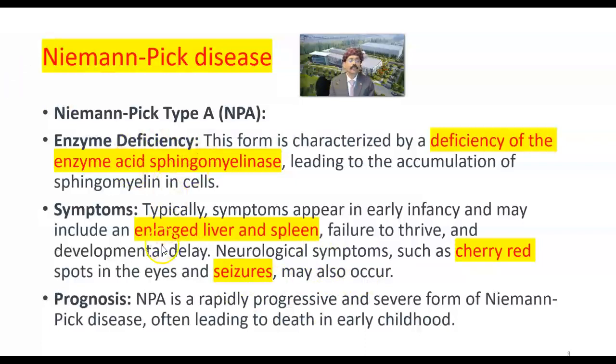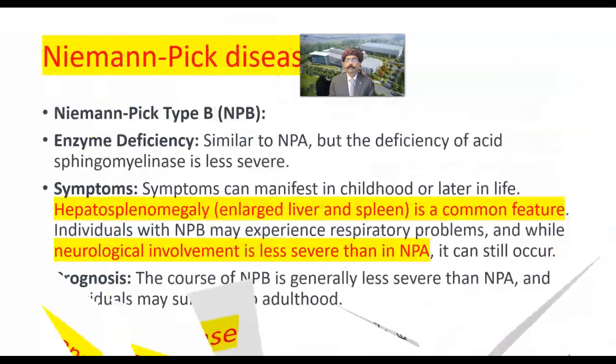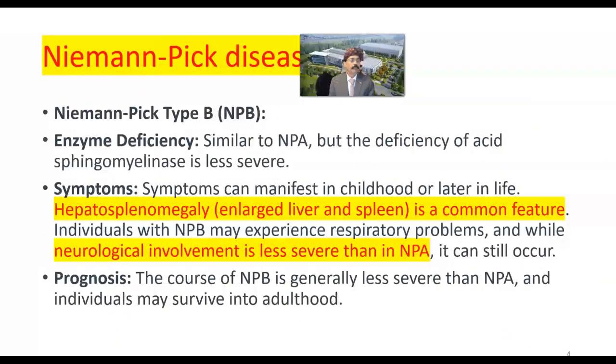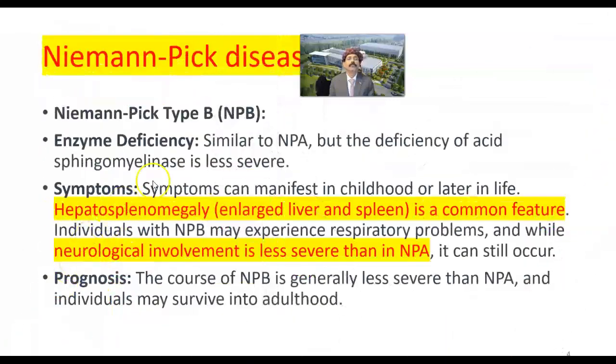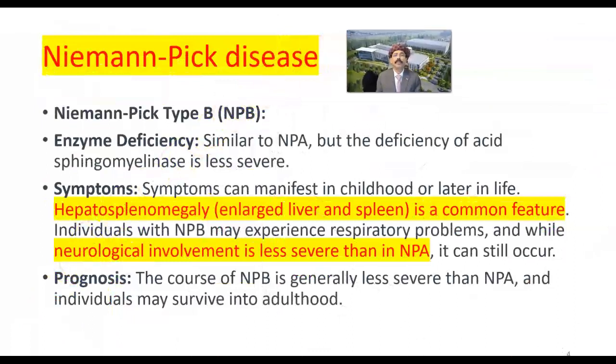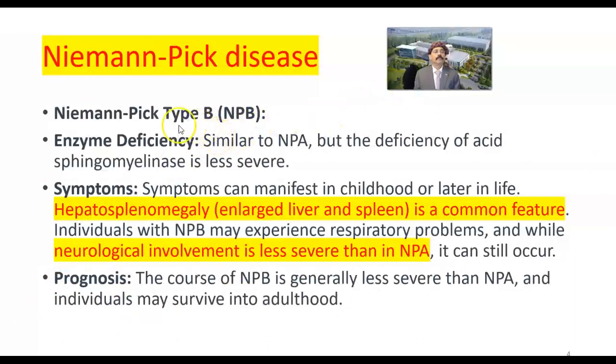Prognosis: Niemann-Pick disease A is a rapidly progressive severe form of Niemann-Pick disease, often leading to death in early childhood. Okay, we got Niemann-Pick disease A. Let's go to Niemann-Pick disease B now.